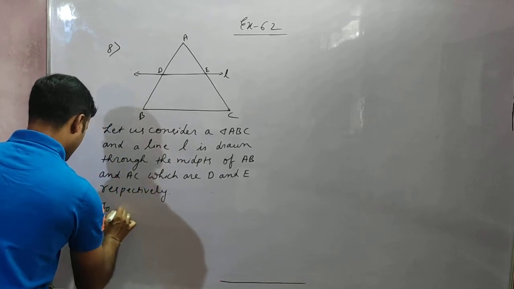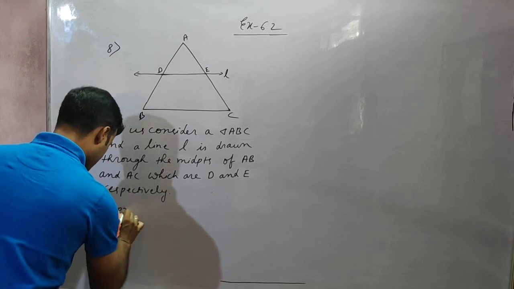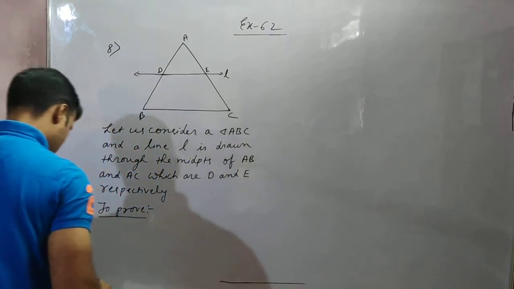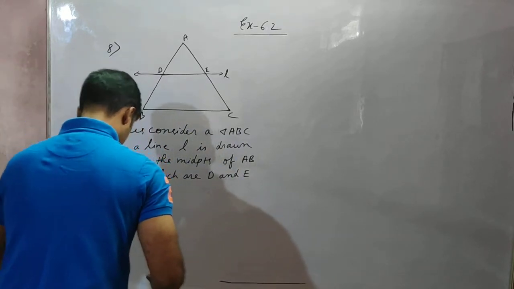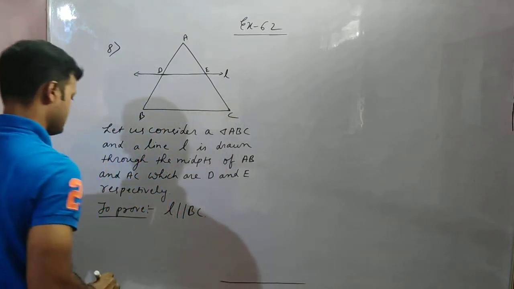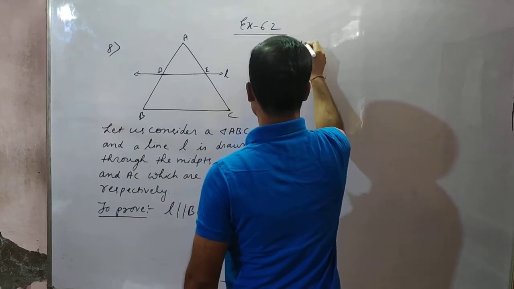So to prove, what do we need to prove? Using theorem 6.2, parallel to the third side. That means we need to prove L is parallel to BC. Okay, so very interesting proof. Let us see, students. Very interesting.